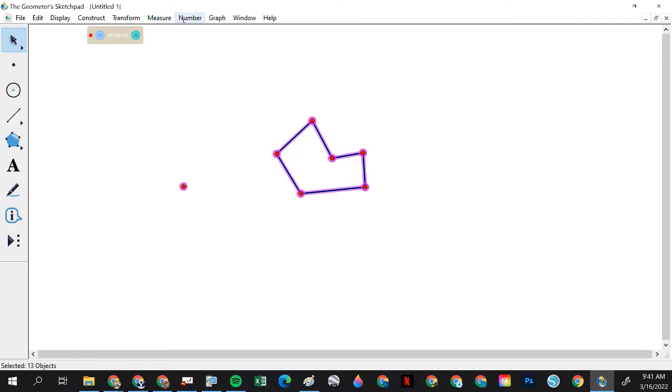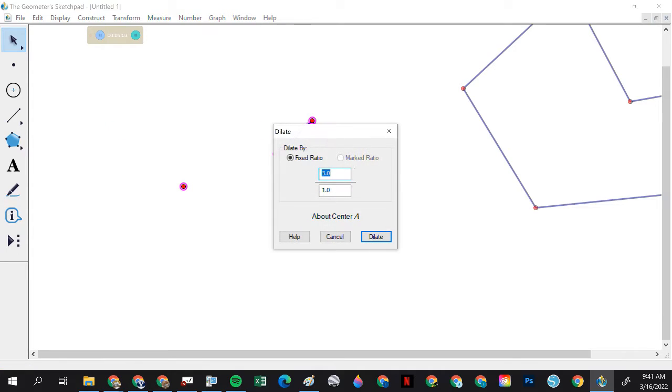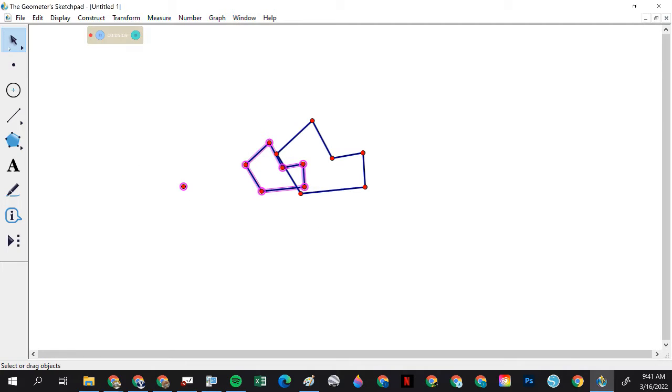Okay, so let's do transform, dilate, let's do 2/3. So now the new figure is 2/3 as large as the original figure, and that point of dilation is going to move it around. Does that make sense? So the ratio will determine how big the shape is compared to the original shape, and then the point of dilation will determine where that new shape lands. So if you just want to make a shape bigger or smaller and keep it sort of in the same position, then you put your point of dilation inside the figure.